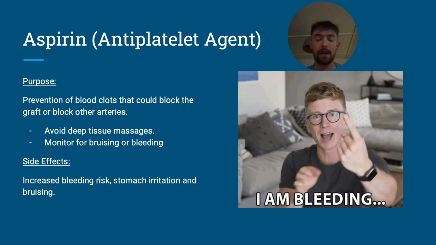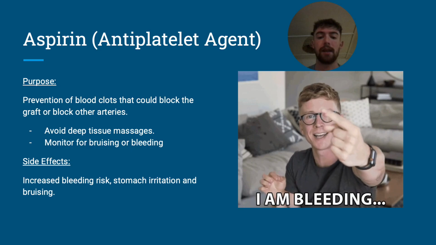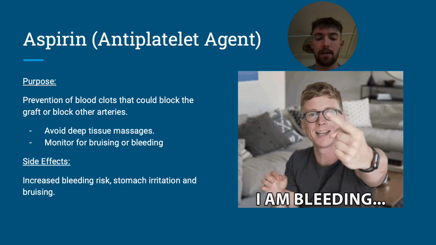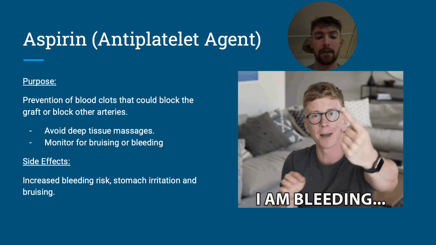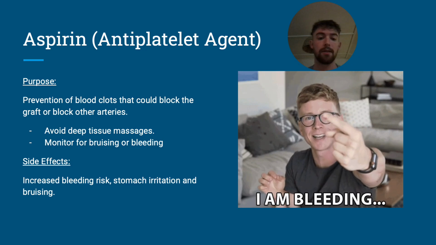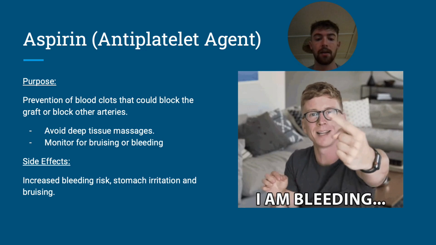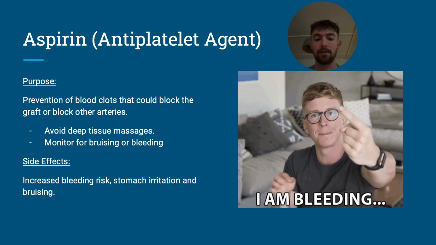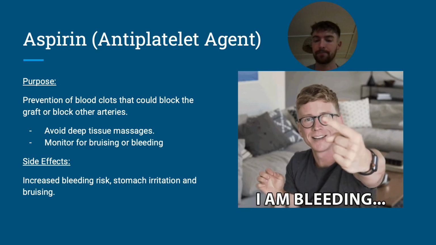So a third medication could be something like aspirin. A lot of people know what aspirin is. It is an antiplatelet agent. Basically, its purpose is to prevent blood clots that could block the graft or block other arteries. Whenever someone is on aspirin, you should avoid deep tissue massages and monitor for bruising or bleeding. Some of the side effects can be increased bleeding risk, some stomach irritation, and bruising.